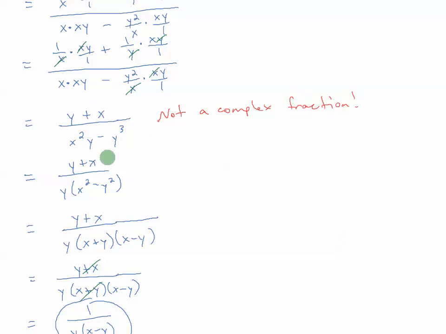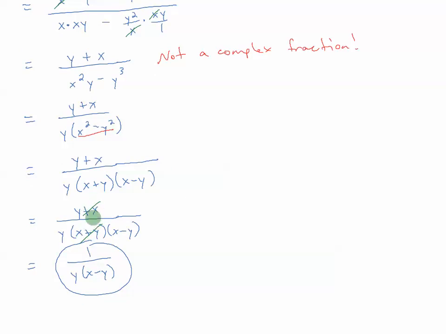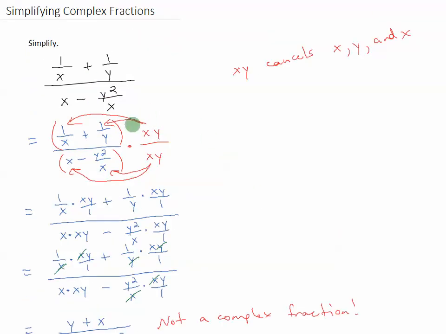To reduce a rational expression, I have to factor. On the bottom, I factor a y out, and then x squared minus y squared is a difference of squares, which factors using conjugates. And then I notice that y plus x and x plus y are the same thing, so they cancel, leaving 1 over y times the quantity x minus y. So there we go. Here's another example where we multiply by the appropriate form of 1 to cancel all the little denominators, and then simply reduce the resulting rational expression.